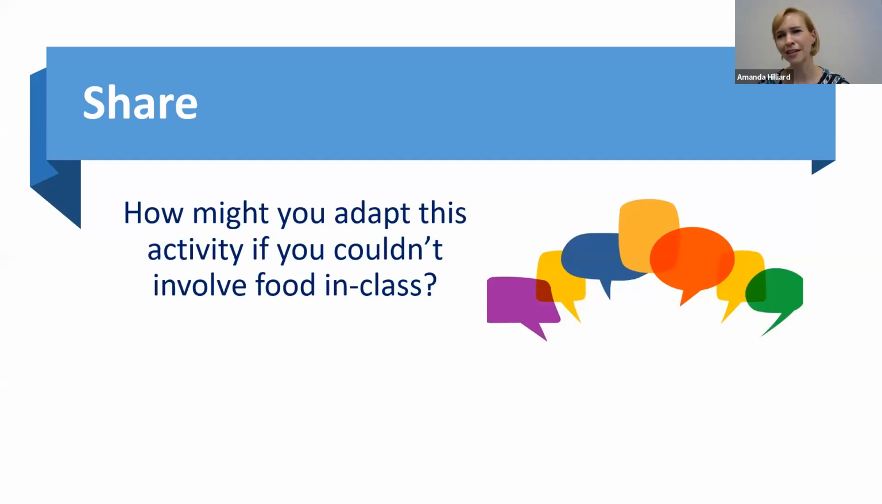Now, I know some of you are thinking, well, I have a large class of 50 students and I don't want to buy food for all my students, or my school doesn't allow us to use food in class. So how might you adapt this activity if you couldn't involve food in your class? What are some ways you could adapt this activity, everybody, if you couldn't involve actual food in the classroom? That might be a scenario that many of us find ourselves in, especially if we're doing some online learning.